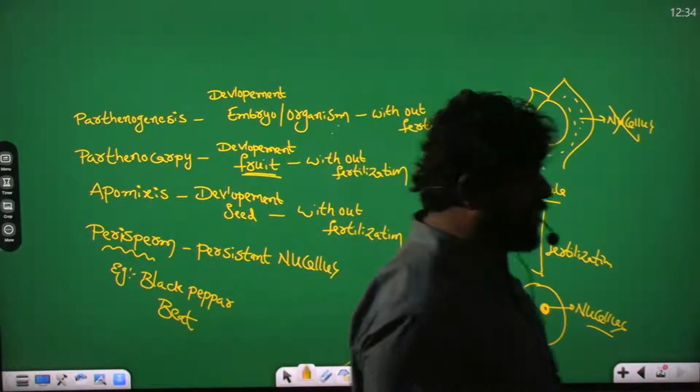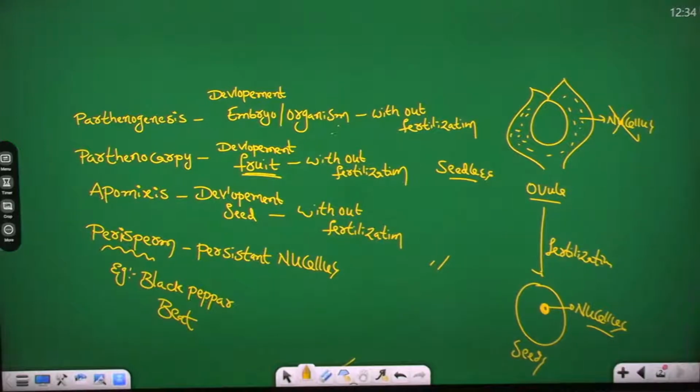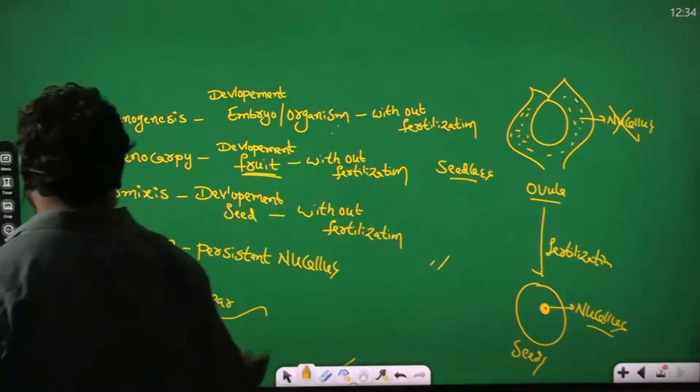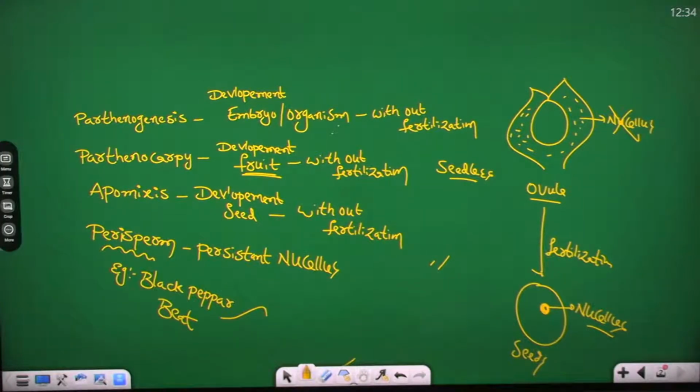Persistent nucellus. Generally, nucellus is absent in the seed. But in some plants, especially in black pepper and beet, the nucellus is also present in the seed. That's why it is called remnant or persistent nucellus. Remnant or persistent nucellus is called perisperm. This perisperm is present in which plants? The best examples are black pepper and beet.